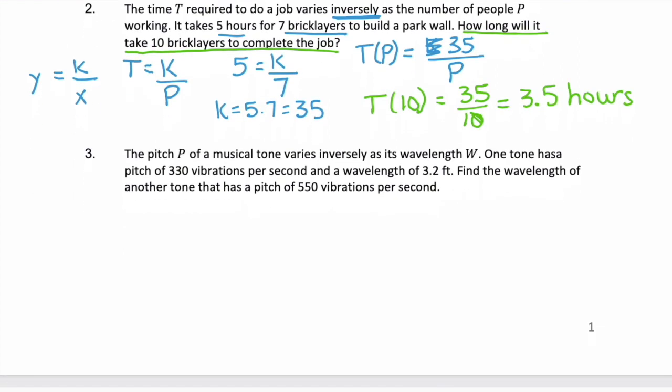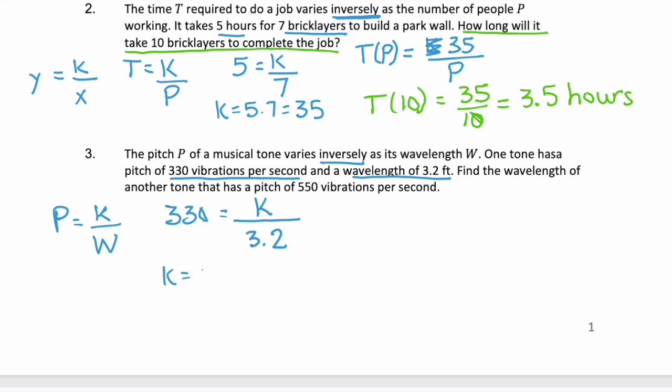Okay, example 3. The pitch P of a musical tone varies inversely as its wavelength W. Again, inversely, and we know that P varies inversely with W. So, our formula is P equals k over W. One tone has a pitch of 330 vibrations per second and a wavelength of 3.2 feet. So we're told the pitch is 330 when the wavelength is 3.2. And we can use that to find k.